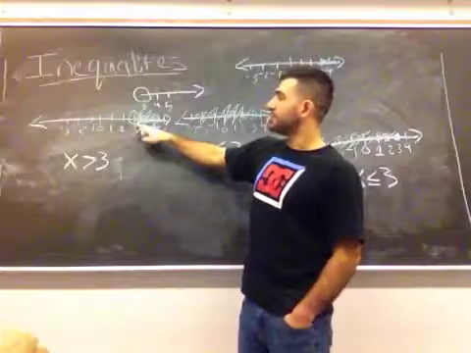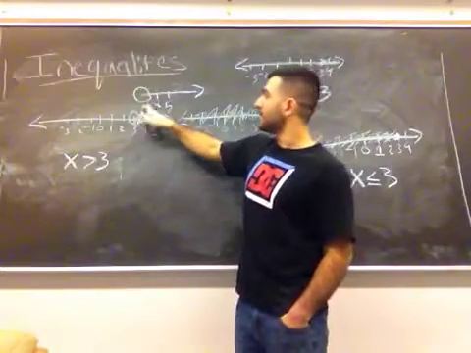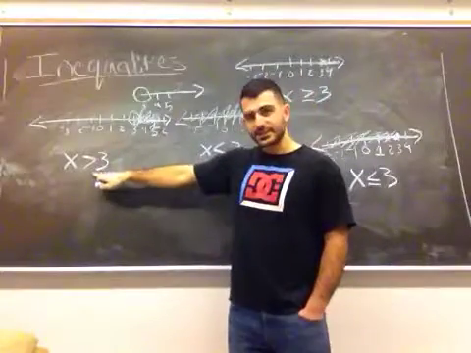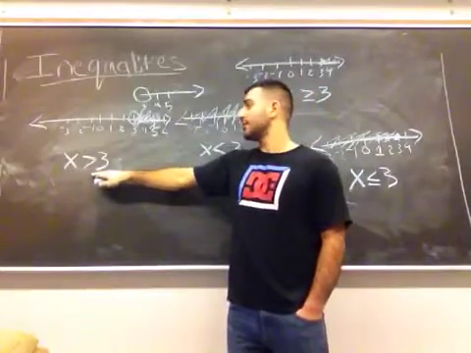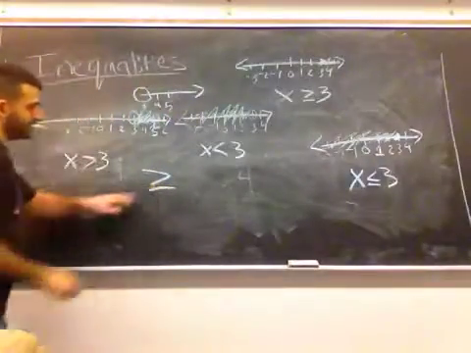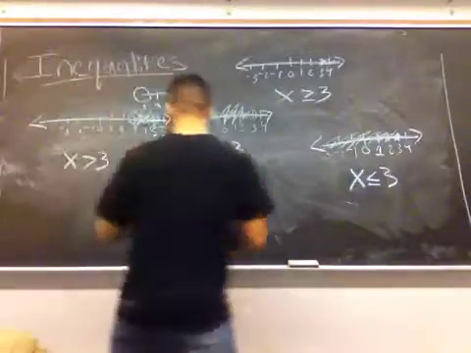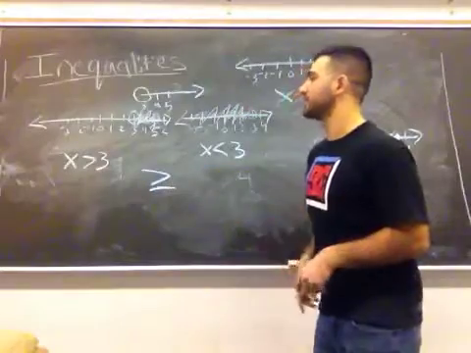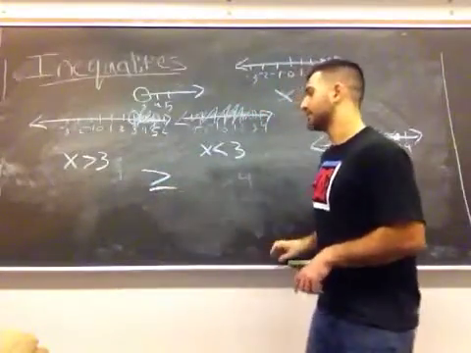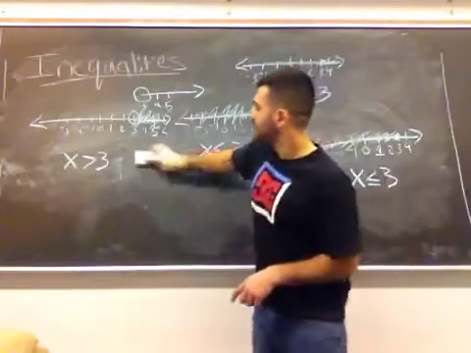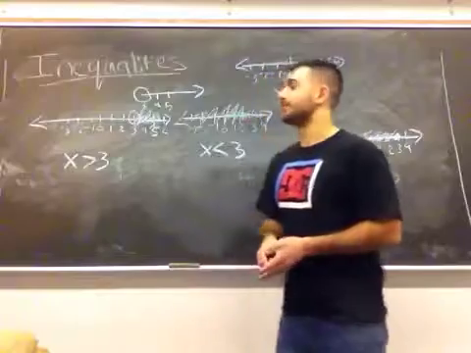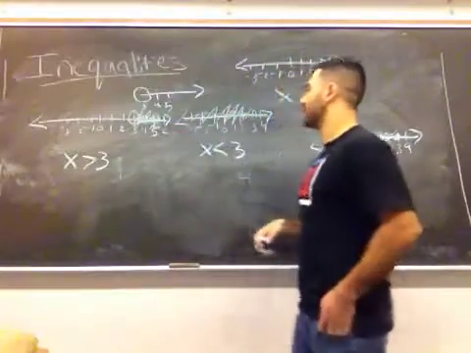But the reason why I put a circle here at the 3 is because 3 does not make this statement true. Remember, this says greater than. It doesn't say greater than or equal to. If I put that symbol, it would be true, because this is greater than or equal to. So even though 3 is not greater than 3, 3 is equal to 3. But for this case, we're just going to worry about this inequality which says x is greater than 3. That's why I put the circle.